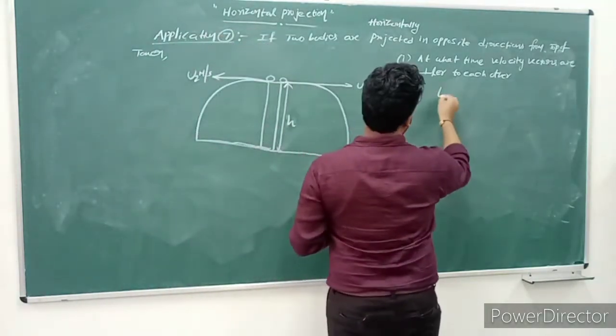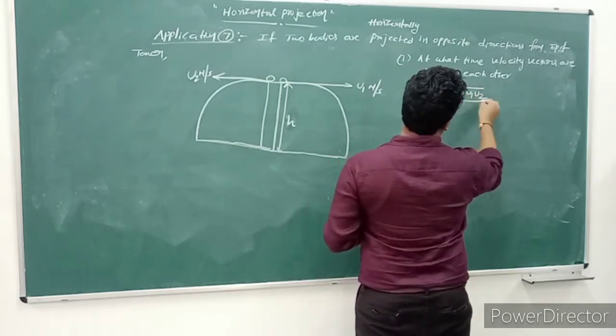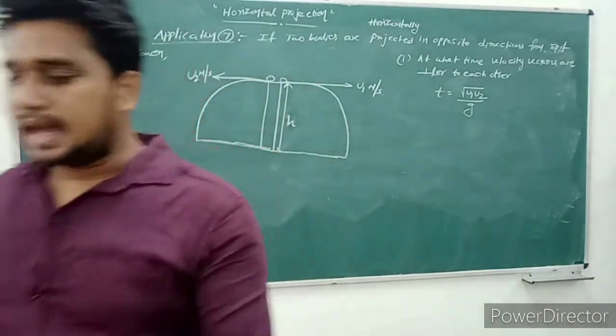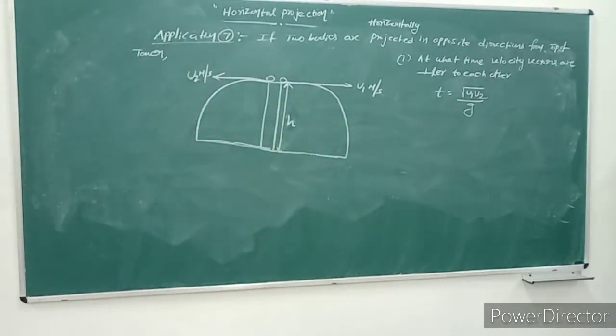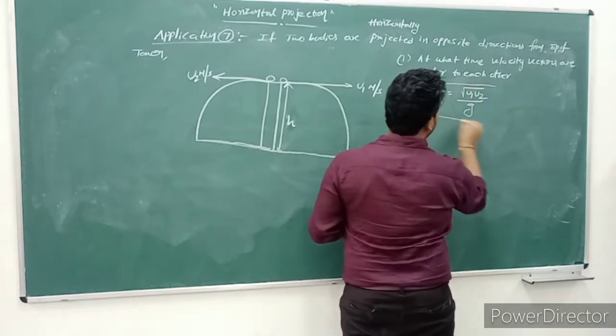So this time t is equal to square root of u1 u2 by g. This is very important. So here time t is square root of u1 u2 by g.